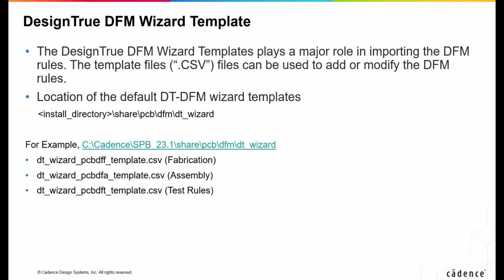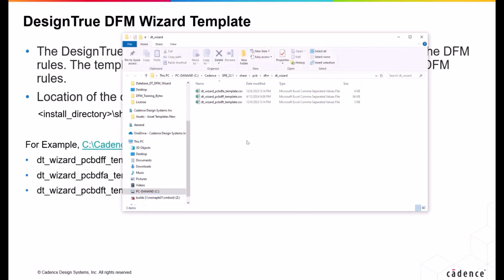The templates are comma-separated value files that can be used to add or modify the DFM rules. You can find sample templates for the DFM rules in the installation directory, share, PCB, DFM, DT_Wizard. For the Allegro software installed in C drive, the location for the .csv file will look like this. Navigate to this location to view the fabrication, assembly, and test templates.